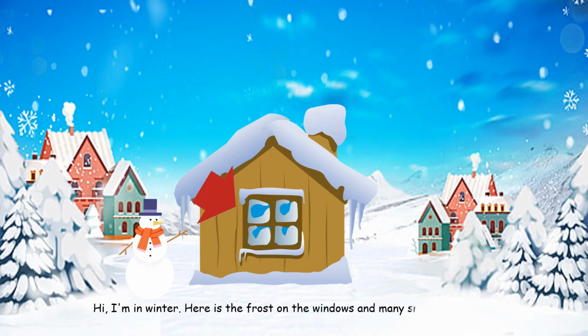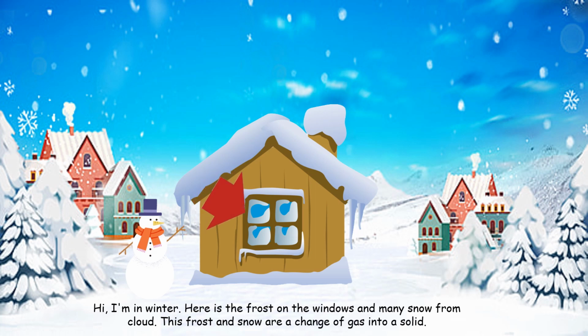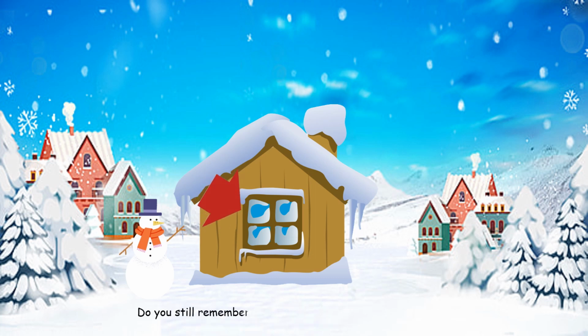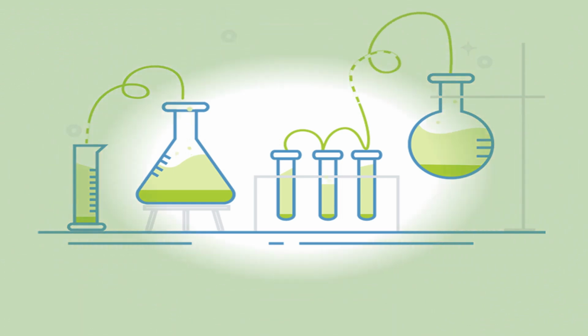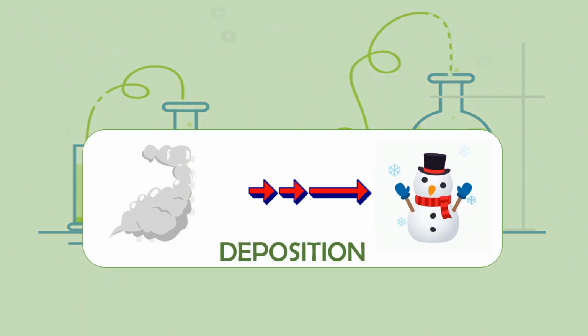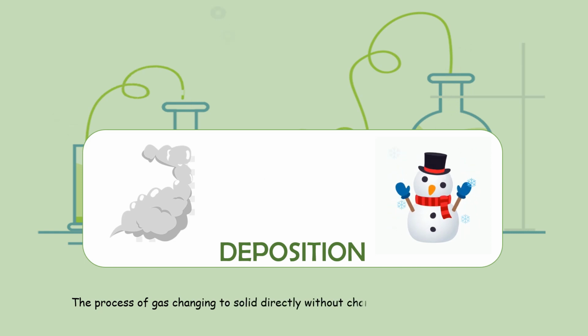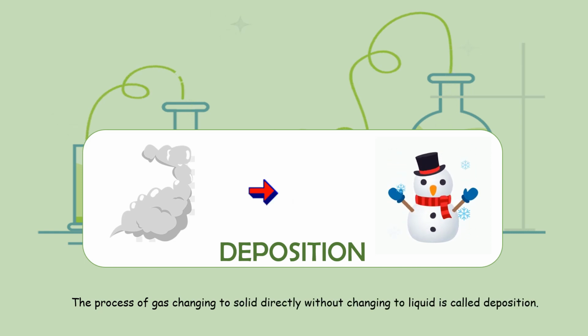Hi, I'm here in the winter. Here is frost on the windows and much snow from clouds. This frost and snow are a change of gas into a solid. Do you still remember the name of this process? This process is deposition. From gas to solid, we call it deposition. The process of gas changing to solid directly without changing to liquid is called deposition.